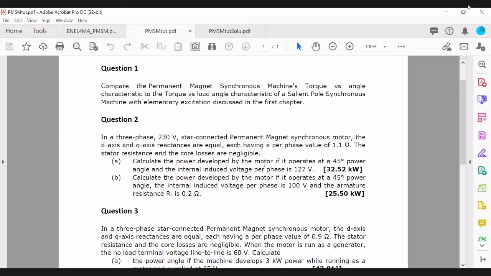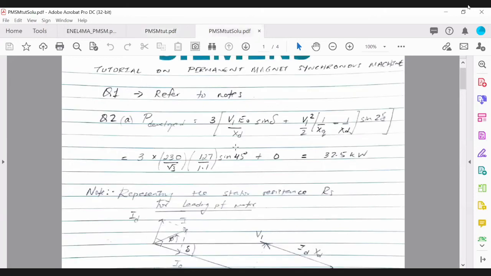So they've given you E naught, and as you know, for these machines, the value of E naught is determined by the permanent magnet, right? So if you look at this here, I've replaced E naught by 127, and this is V1, your terminal voltage per phase, divided by √3, and Xd I've replaced by 1.1, and they've given us the angle, which is 45 degrees, so you can work out the three-phase power developed for the motor.